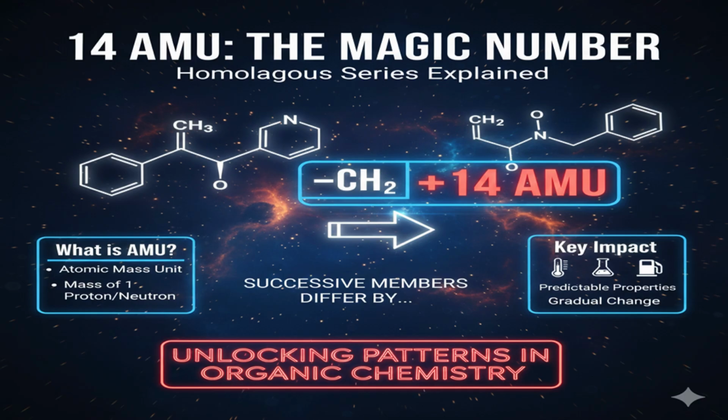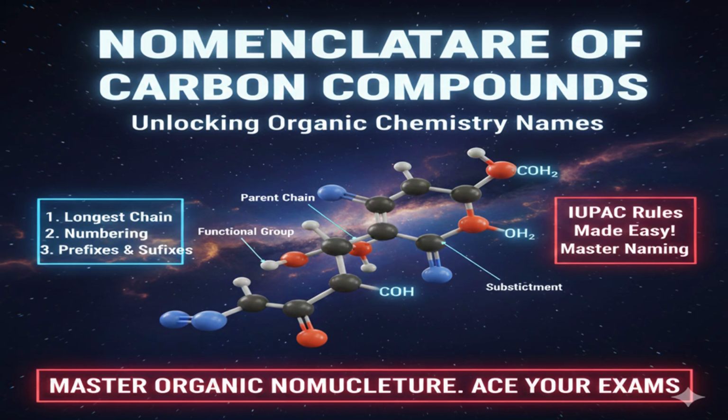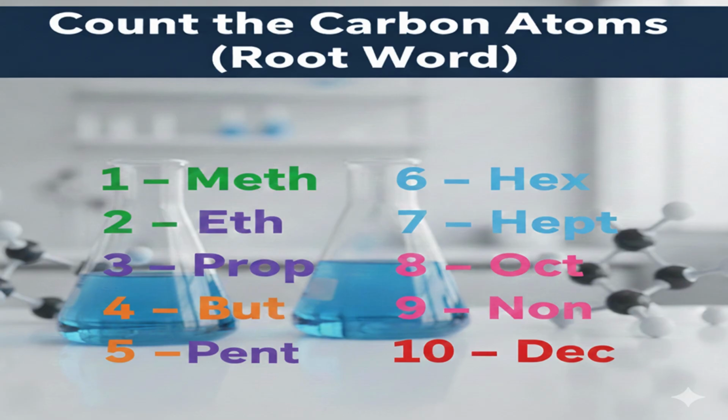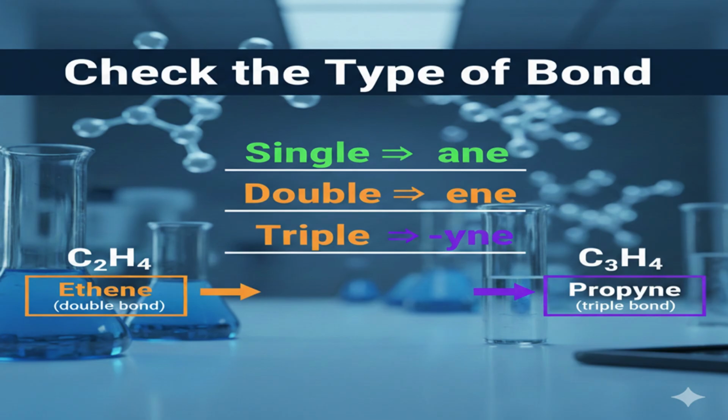Number 8. Nomenclature of carbon compounds. Let's learn how to name carbon compounds step by step. Step 1. Count the carbon atoms. Root word: 1 meth, 2 eth, 3 prop, 4 but, 5 pent, 6 hex, 7 hep, 8 oct, 9 non, 10 dec. Step 2. Check the type of bond: single, ane; double, ene; triple, yne.